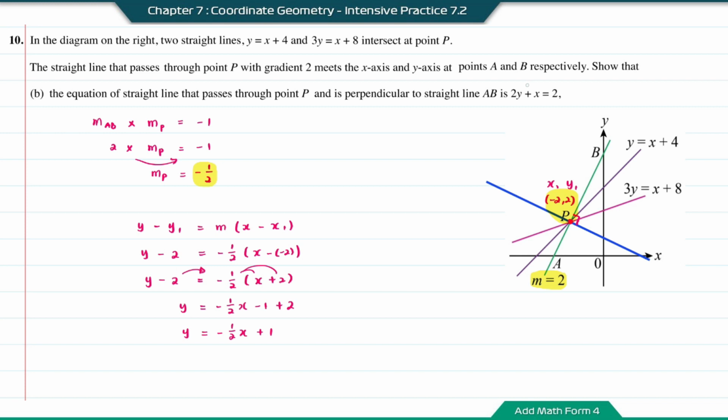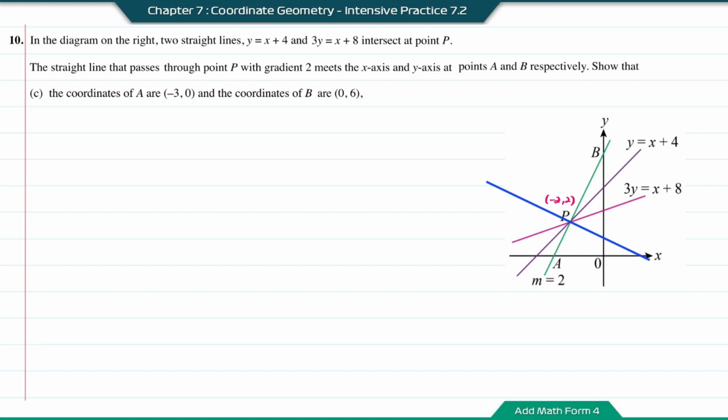But here we want to show that the equation is 2y plus x equal to 2. To show that, I'm going to multiply each term here by number 2. So when negative 1 over 2 times 2, this one here will be cancelled. So 2y is equal to negative x plus 2. Then move the negative x to the left hand side. So 2y plus x is equal to 2. Then we already showed the equation of this straight line.